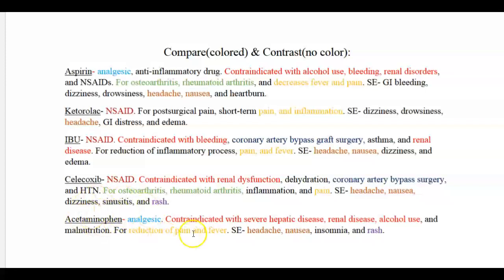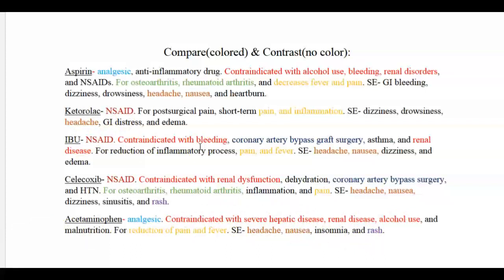Looking at her acetaminophen, we have here alcohol use. So why do you think acetaminophen is contraindicated in the patient who's an alcoholic or using alcohol? It goes back to that liver function, right? We know alcohol is bad for the liver. Acetaminophen can be bad for the liver, so that is why acetaminophen would be contraindicated in a patient who has problems with alcohol.